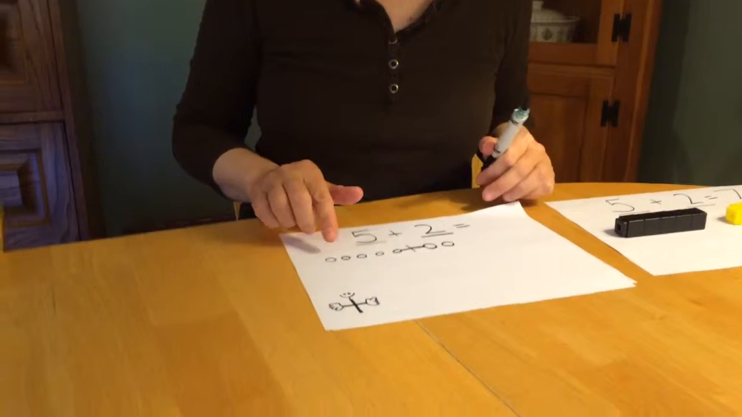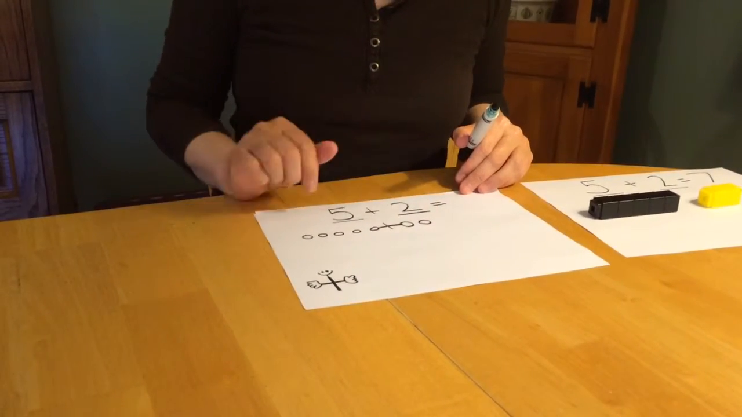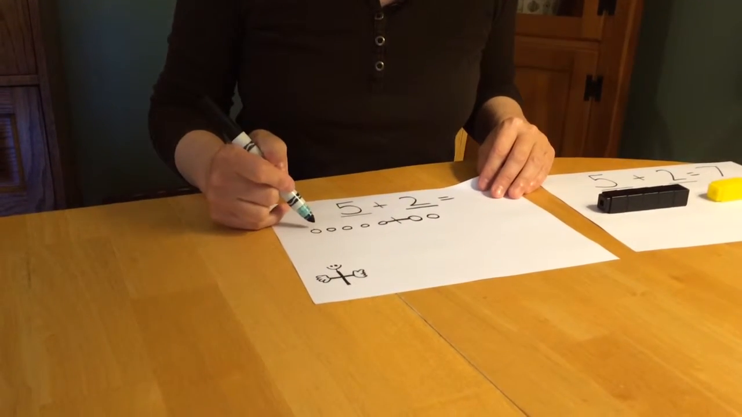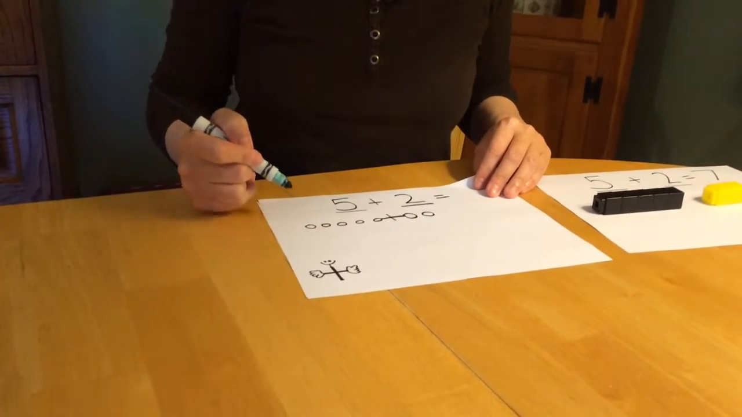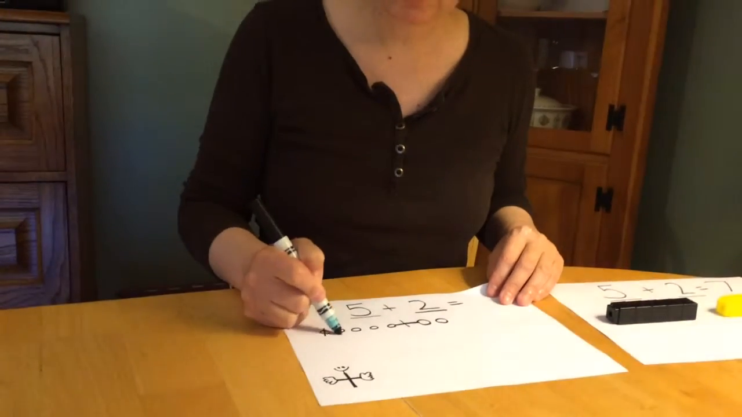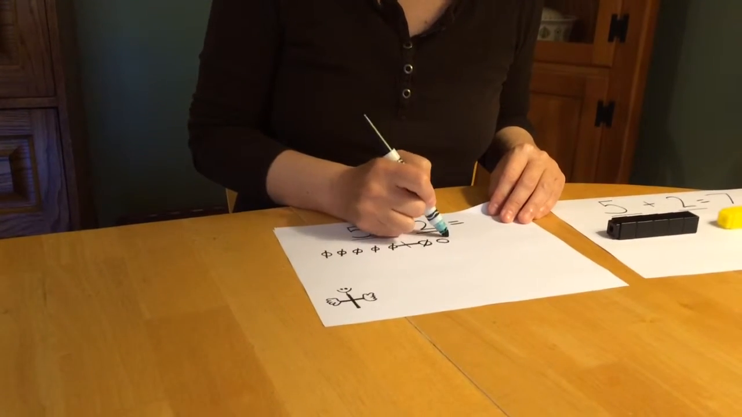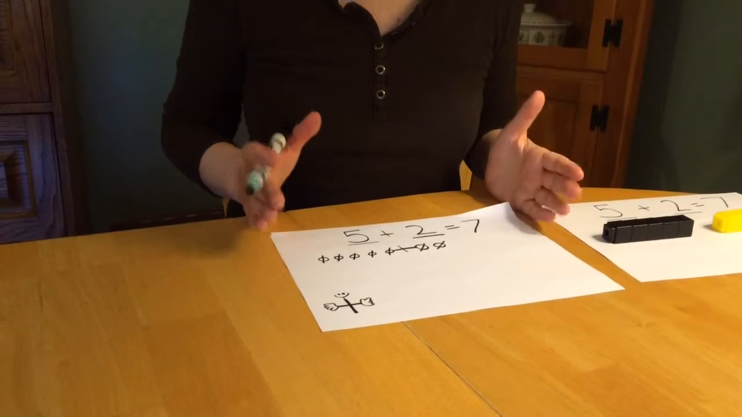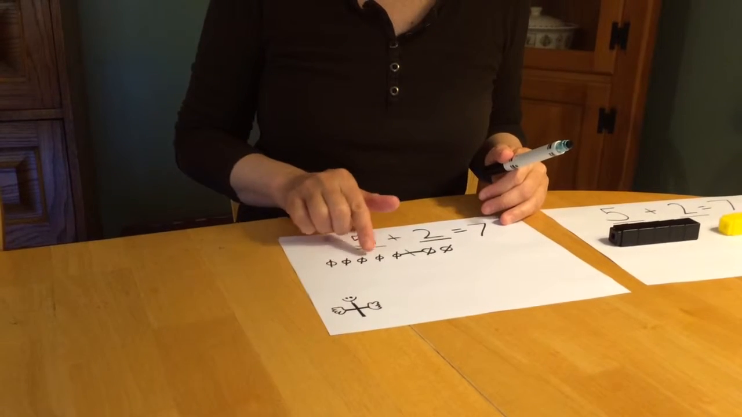Sometimes another thing that happens with our children is they're counting too fast. They might miss a circle. They might count a circle twice. So what we're prompting them to do, what we're reminding them to do, is draw a line through the circle every time that they count it. 1, 2, 3, 4, 5, 6, 7. The number 7.